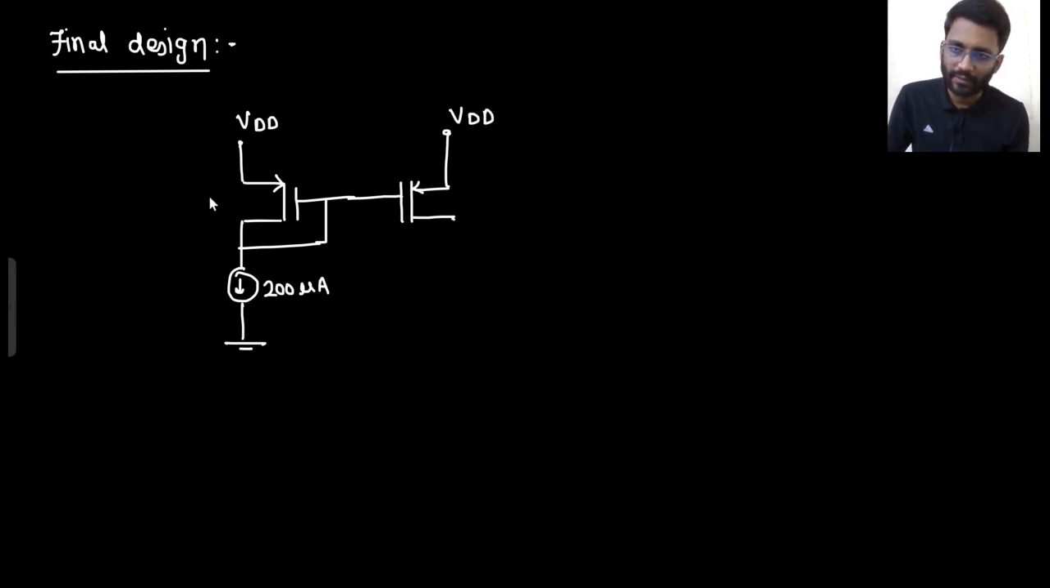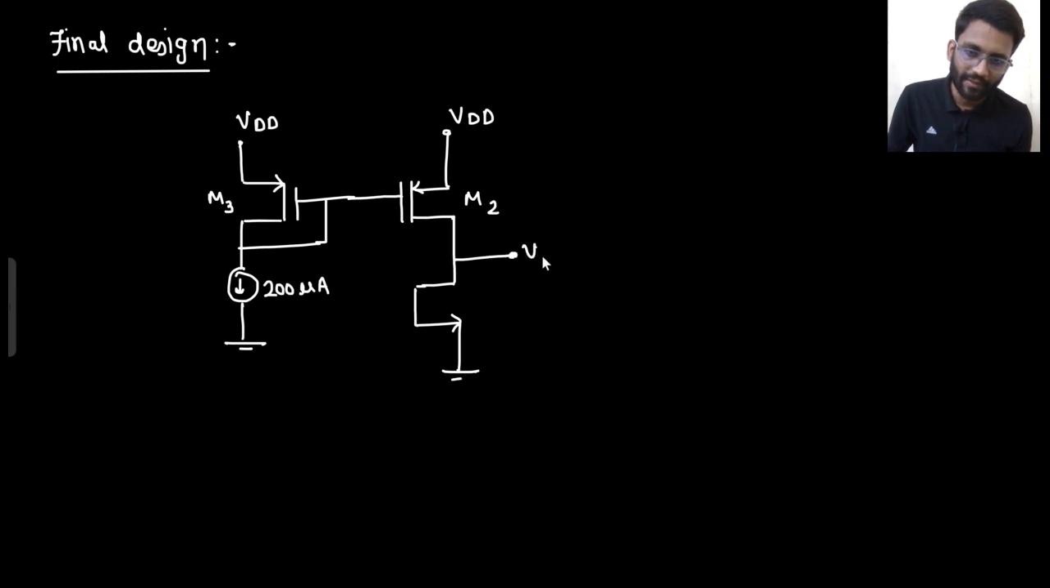Let's call this transistor M3, this transistor M2. Now this 100 microampere current source is fed to a common source amplifier. This is the V naught we were having. Also, by using this VDD supply and a potential divider, I was getting my DC bias. This was R1, this was R2. This was the DC bias I was getting, and then I had my small signal source here.